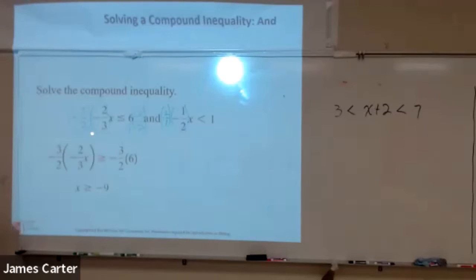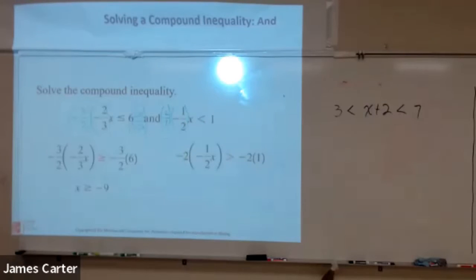Well, the 3's cancel, the 2's cancel, the negatives cancel, you get 1x. Over here, 2 goes into 6 3 times. 3 times that remaining 3 is 9, and you got the negative sign. So here is your solution of this one. Now we'll do the same thing with that side.